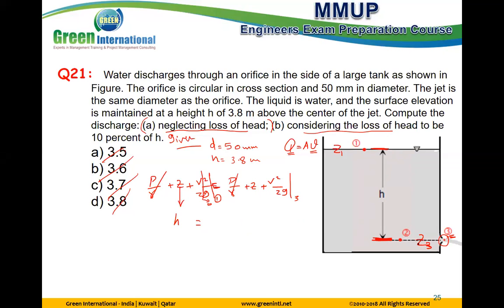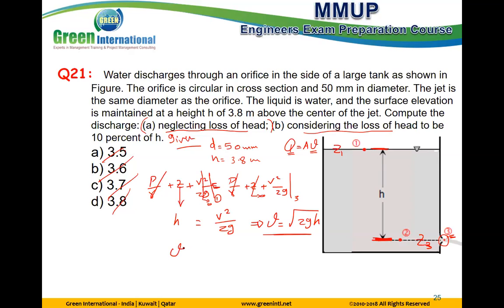Z3 is equal to what? 0, on the same datum. Velocity is the velocity at the orifice, which is required, V square over 2G. So the velocity at the end, from this equation, we will find the velocity is equal to the square root of 2GH. Correct or not? Yes.